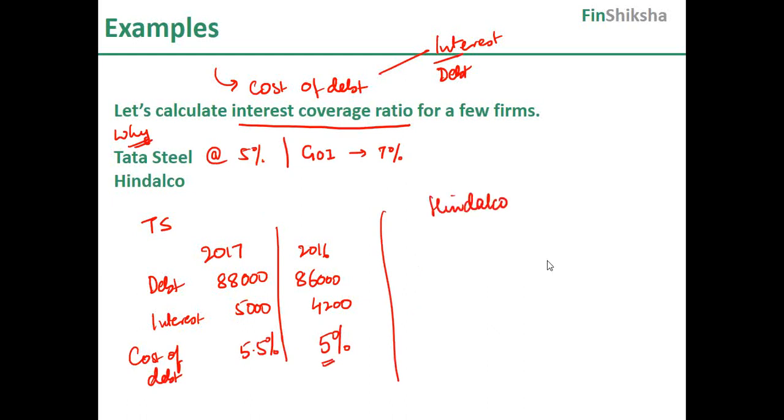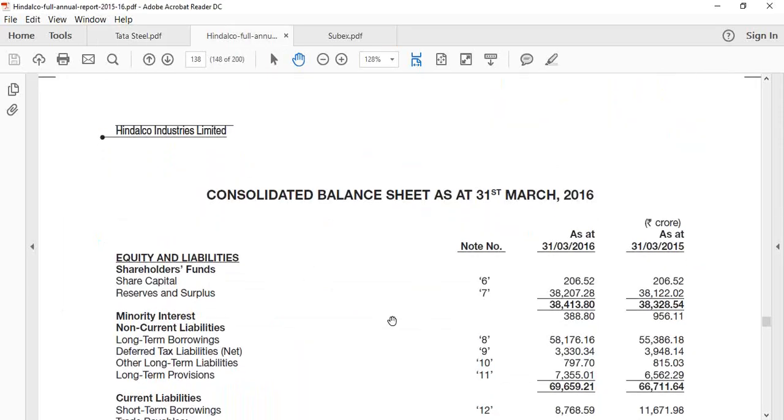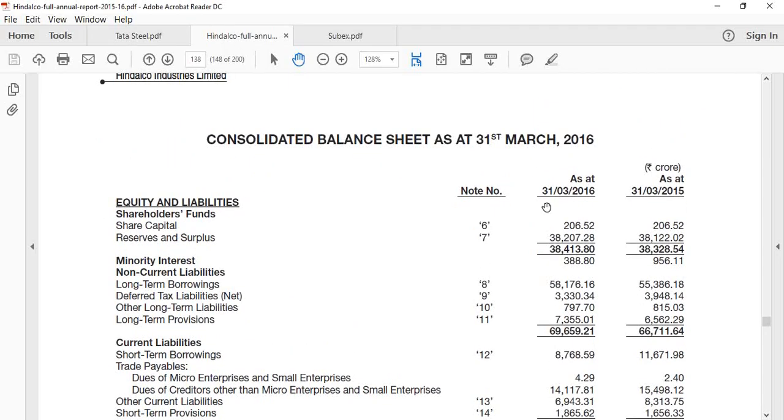And for Hindalco, this year's annual report is not yet out. So we're going to basically go for the annual report of the previous year. Let's look at borrowings, 58,000 crore plus 8,000 crore. And there's some other current liabilities of about 6,900 odd crores, right? So we'll actually just take 58 and 8. So that's about close to 67,000 crore here. And the last year was 55 plus 11. So 67,000 crore in both the years is the loan that we see.